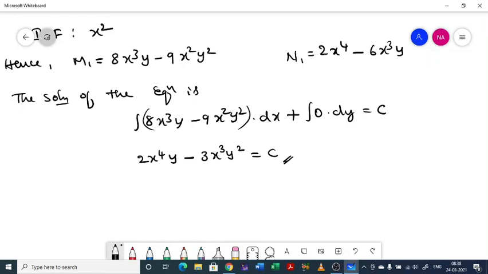So with this we have discussed equations reducible to exact form of type 1. So in the next video we shall discuss equations reducible to exact differential equations of type 2, integrating factor of type 2.